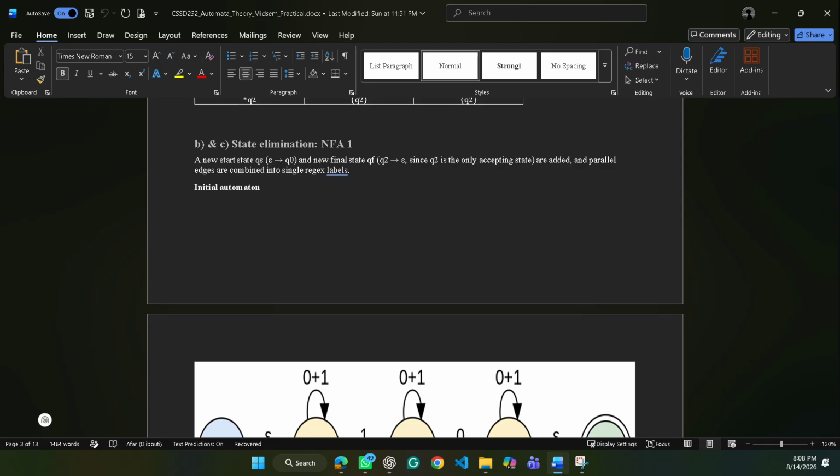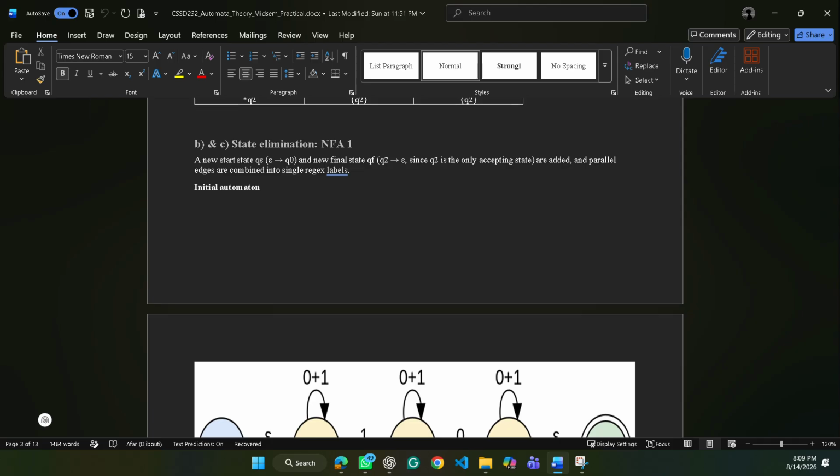Right. So part B, state elimination. Next, I use a state elimination method to convert each NFA into a regular expression. The purpose of state elimination is to gradually remove intermediate states while preserving the language accepted by the automaton. For NFA1, we all know the structure of the NFA1.